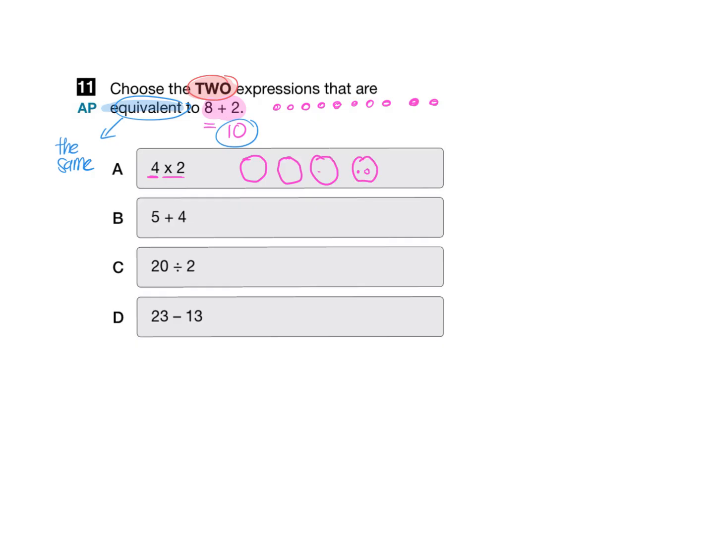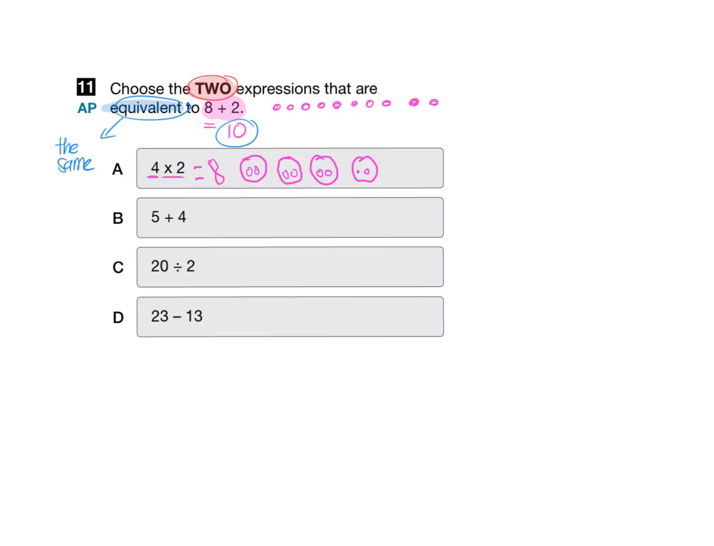And how many in each group? 1, 2, 1, 2, 1, 2, 1, 2. How many is that all together? What does it equal? Put equals. Equals 2, 4, 6, 8. Good. Okay, let's try B.